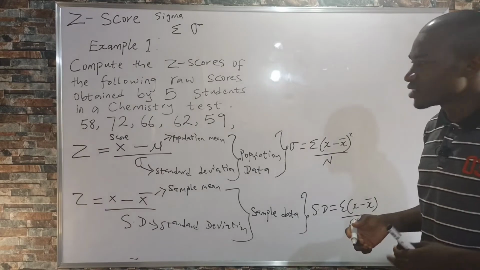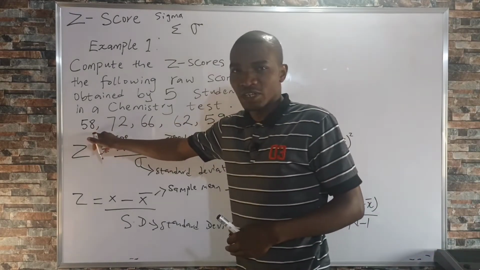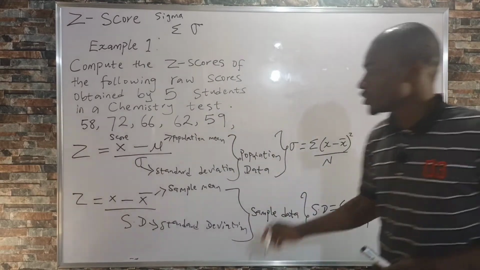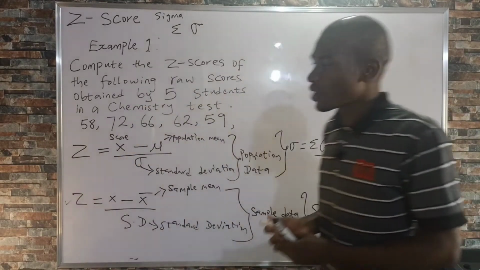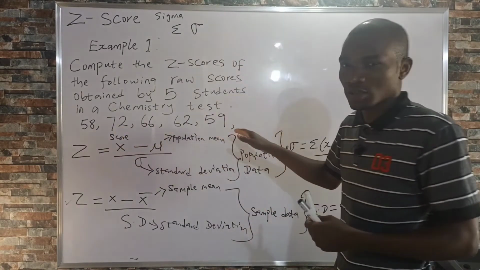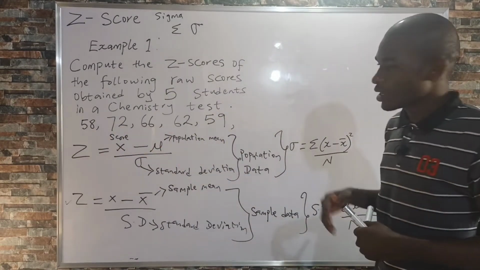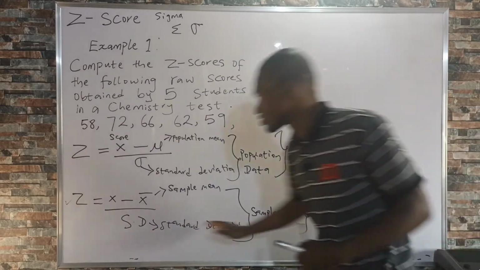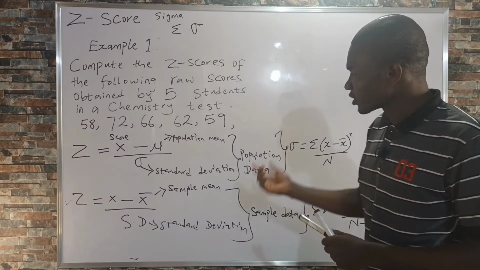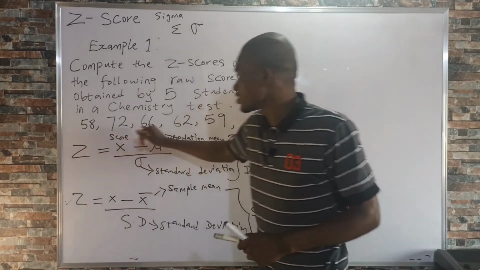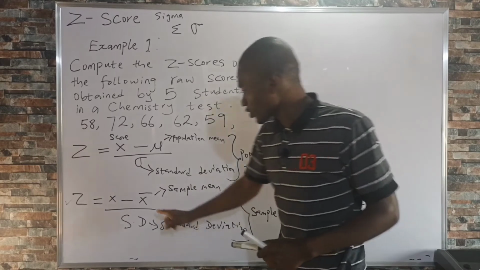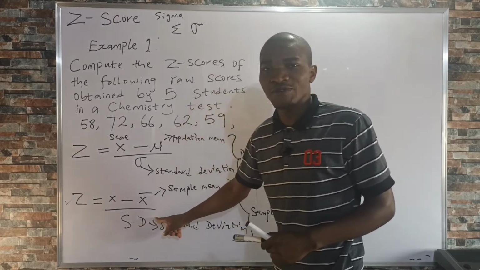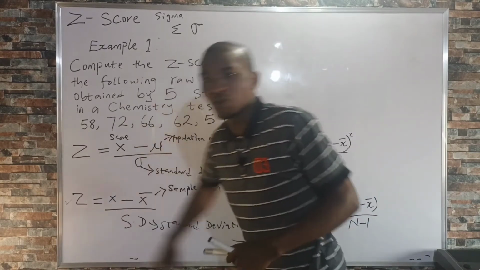Alright, let's go ahead to find the z-scores for these individual scores here. I'm considering these scores as my sample data, hence I will use the second formula. But if I were considering these scores as my population, I would use the first formula. And from the second formula, to find the z-scores for these individual scores, we need to find our mean first of all, after which we find our standard deviation before we begin to compute the z-score.